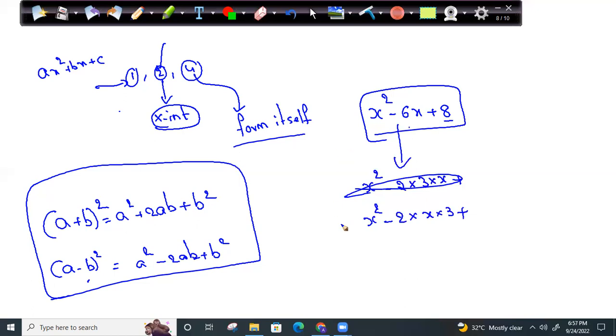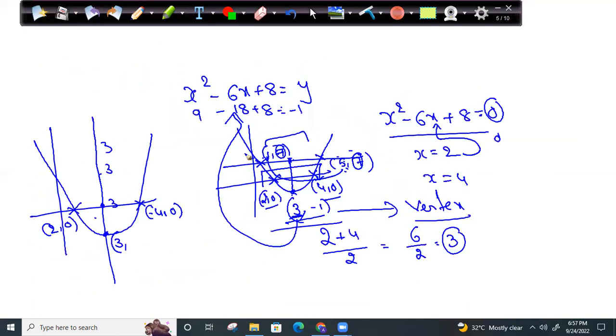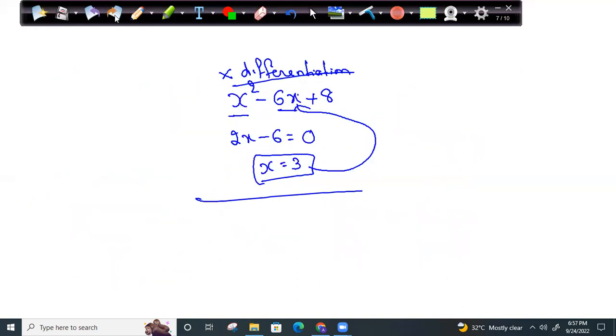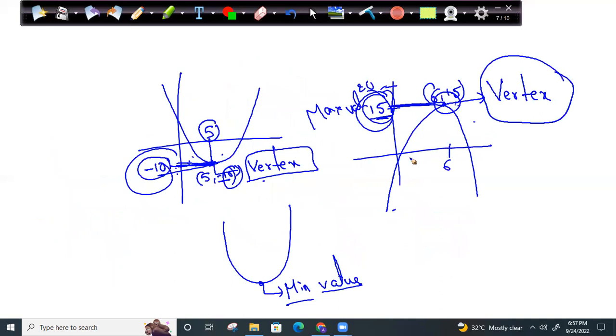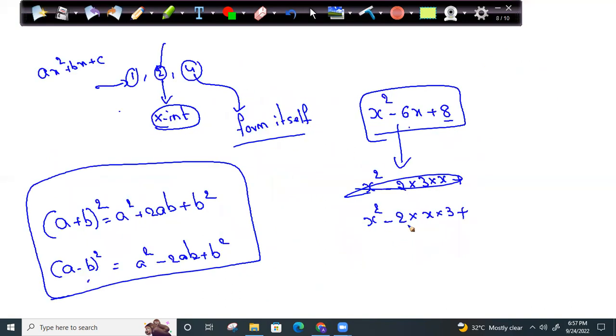Wait, which one is the second method again, sir? The second method is the X-intercept method. You'll find the X-intercepts, then you'll find the midpoint. So the first method is the formula. The third method is differentiation. The fourth method is using the perfect square itself.